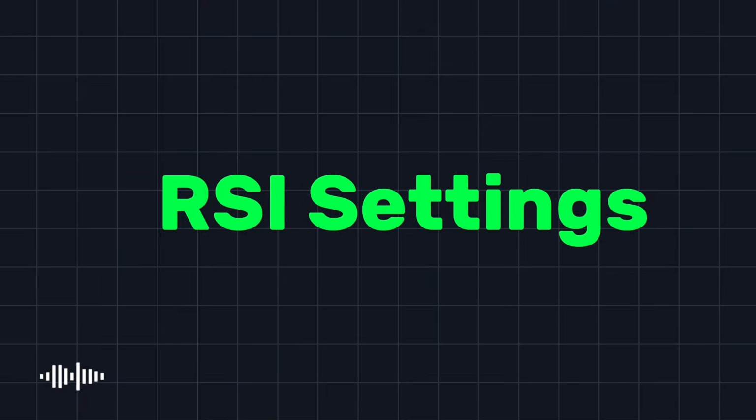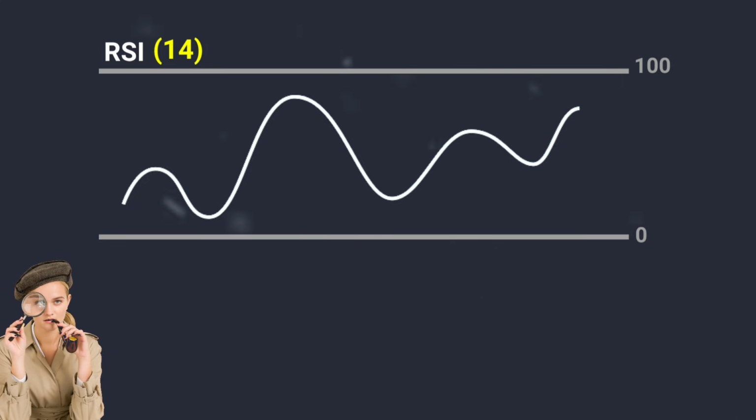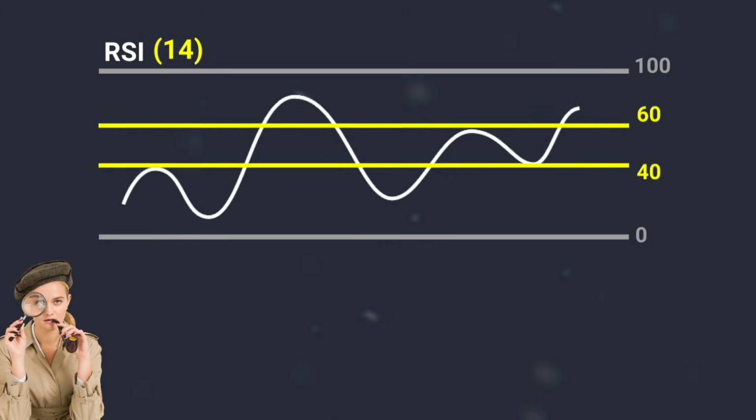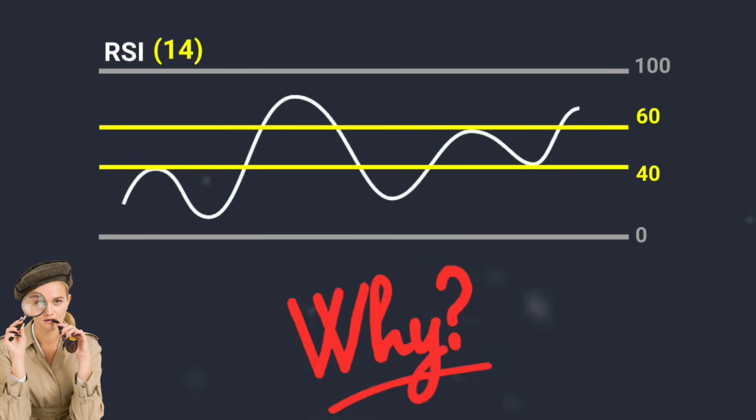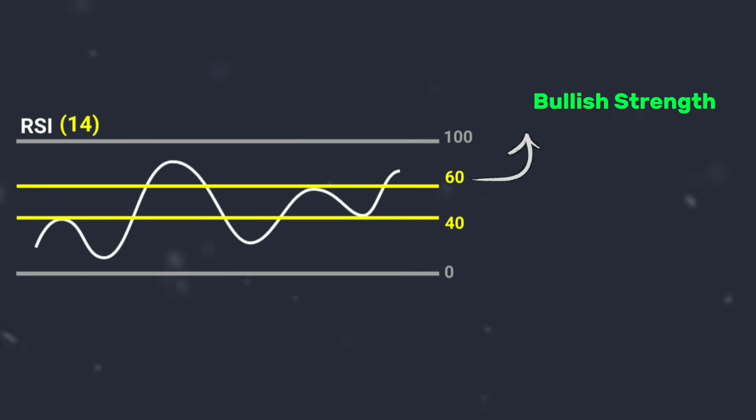RSI settings. First, let's talk settings. We're using RSI 14, but here's the twist. Instead of using the default levels of 70 and 30, we adjust them to 60 and 40. Why? Because these levels help filter out false signals and adapt better to modern market volatility in 2025. Level 60 shows bullish strength, and level 40 shows bearish pressure. It's more dynamic and gives earlier entries.